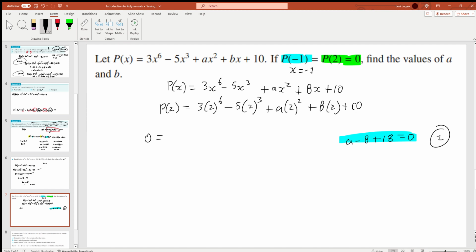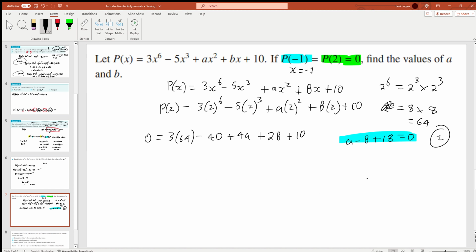And now we go work out 2 to the power of 6. So 2 to the power of 6 is the same as 2 to the power of 3 times by 2 to the power of 3. So 2 to the power of 3 is 8. So in other words, 8 times 8 is going to be 64. So we're going to have 3 times by 64 minus, this is going to be 5 times by 8, which is 40, I believe. Yep. 2 squared is 4, so plus 4a. This is going to be plus 2b plus 10.